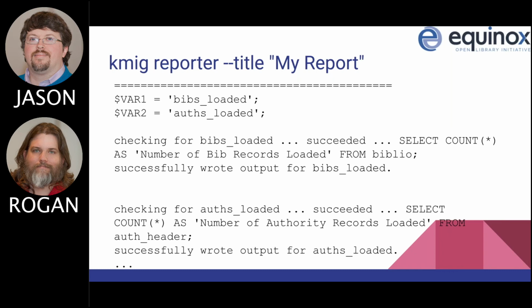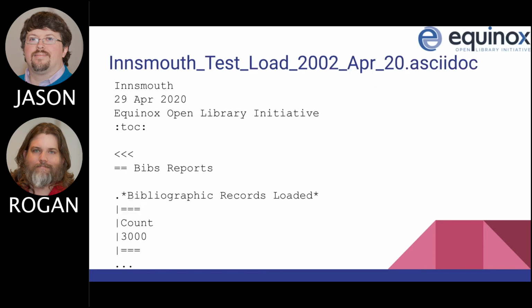What K-Mig Reporter does is you pass it a title. There are some optional ones you can pass as well. You can give it the name of data analyst. If not, it'll just say data analyst. You can pass it some external files to use an introductory section and things like that. And then it will go to a stock collection of reports that are in a Koha XML file, run through those, and give you output. And that output is going to look a little bit like this.